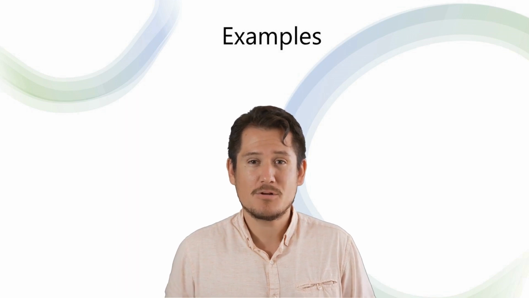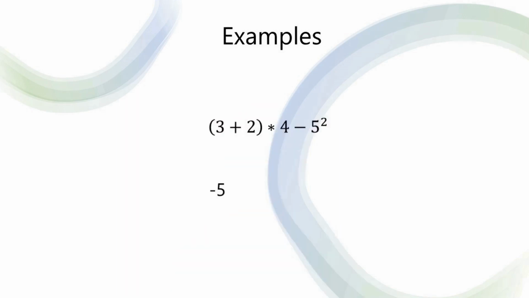Let's look at some examples to reinforce these concepts. Example 1. Evaluate (3 + 2) x 4 - 5^2. Following PEMDAS, first we add 3 and 2 inside the parentheses, which equals 5. Then we multiply that by 4, giving 20. After that, we calculate 5 squared, which is 25. Finally, we subtract 25 from 20, resulting in -5.